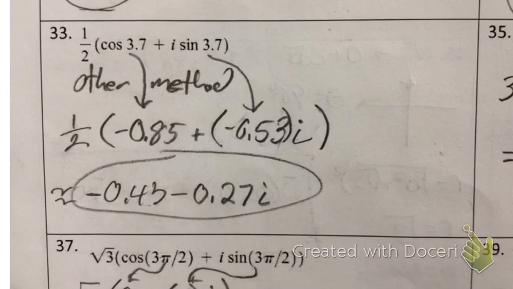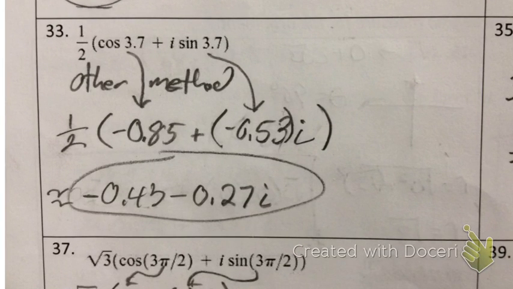On 33, I chose to do that method where I just rewrite the cosine of 3.7 as negative 0.85. But look what happened here. I rounded here, and then I multiplied that by 1/2, which got me negative 0.43. What Luke probably did is he said A equals 1/2 the cosine of 3.7, right? That's going to come out a little bit different, just because of where we're rounding.